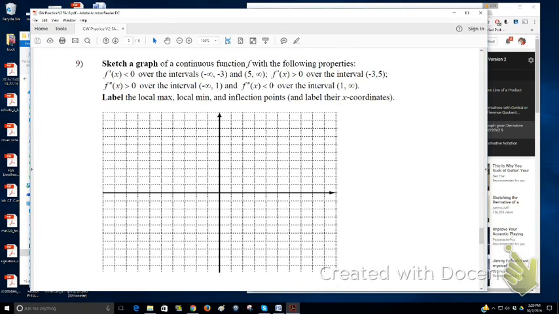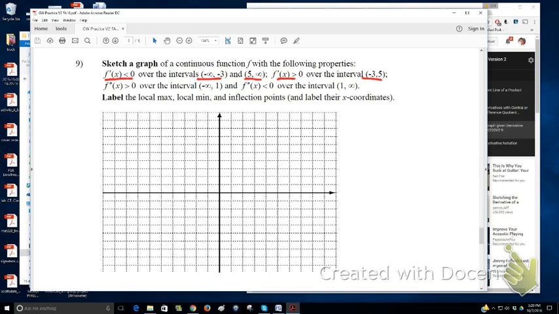So we need to sketch a graph of a continuous function f with the following properties. First off, f prime of x is less than 0 between negative infinity and negative 3, and 5 and infinity. So that tells us that the function is decreasing on those intervals. It's greater than 0 between negative 3 and 5, so it's increasing.